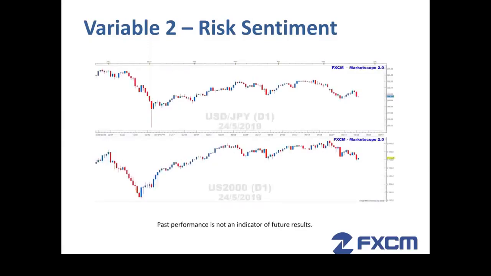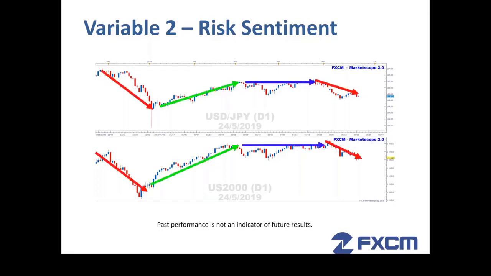In the top chart, we have the US dollar Japanese yen, which has a decent history. And in the bottom chart, we have the US 2000, which is a proxy for the Russell 2000, a small cap US index. These small caps are very sensitive to risk on or risk off environments. And you can see that the Japanese yen in itself is highly correlated with the risk on and risk off as reflected in the US 2000.